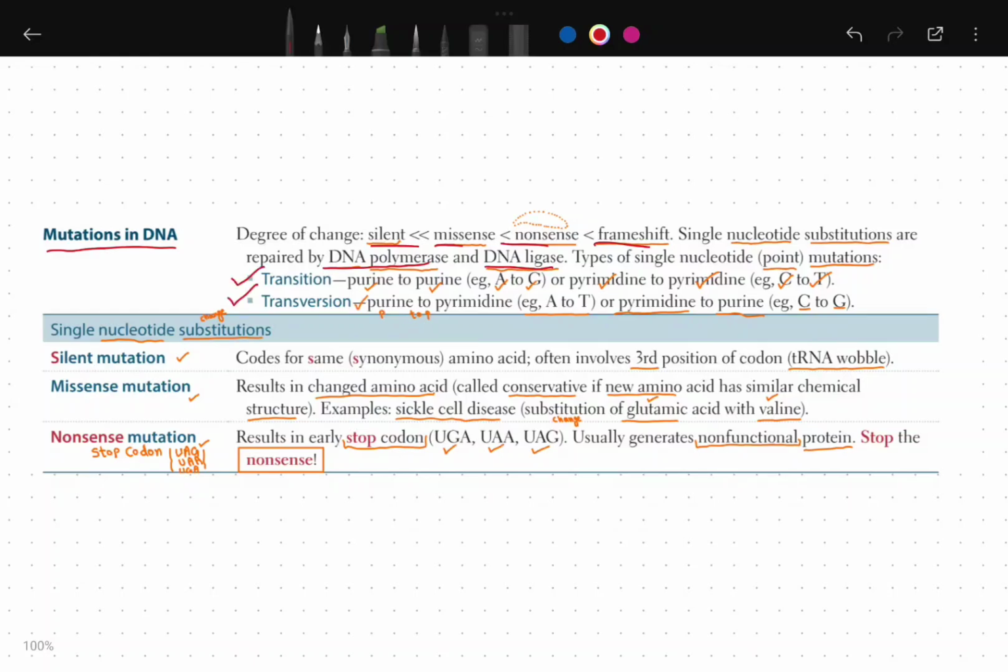In transition, only purine to purine, for example adenine to guanine, or pyrimidine to pyrimidine, cytosine to thymine, happens. And in transversion, purine to pyrimidine can happen, adenine to thymine, or pyrimidine to purine, cytosine to guanine, can happen.